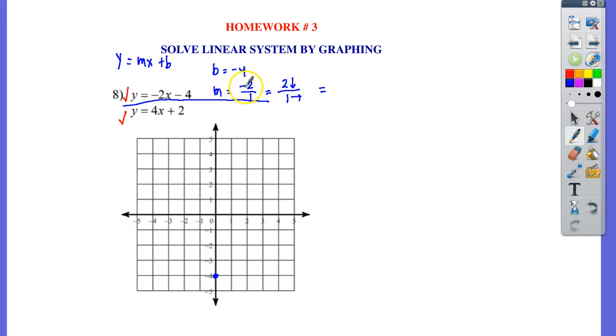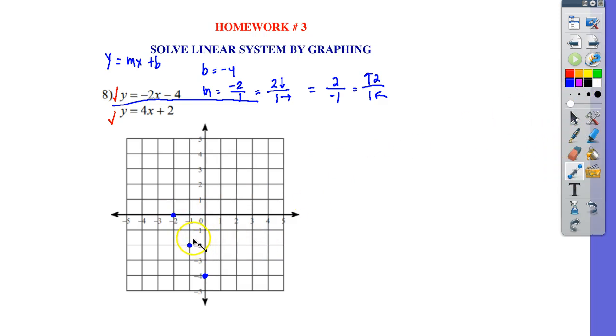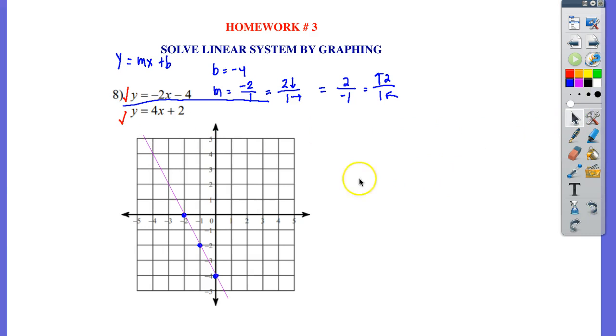Remember, when you have one negative in your fraction, that negative can go at the bottom. So you can have -1 at the bottom and +2 on the top, which means you're going to go up 2 and then 1 left. Let's do that. Up 2, 1, 2, 1 left. You can do that again. Up 2 and 1 left. Once you have your points, go ahead and connect the points. Let's do that. Okay, so we're done with equation 1.